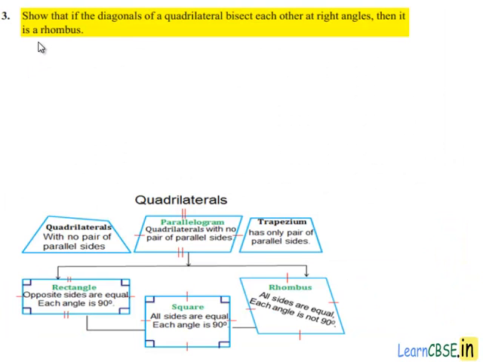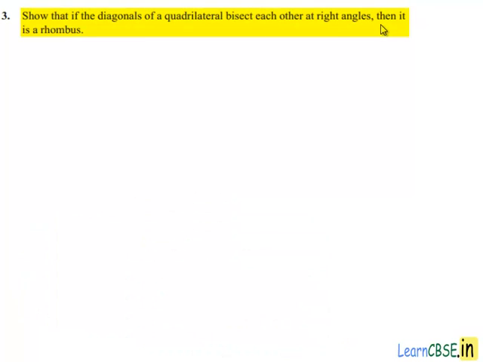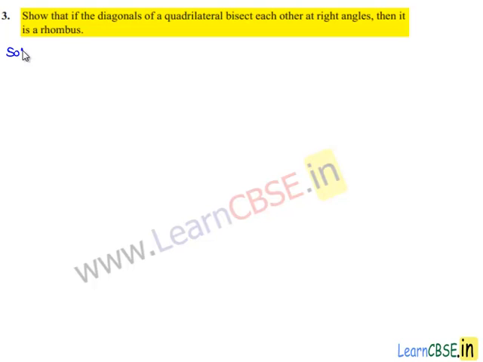Moving on to the third question. Show that if the diagonals of a quadrilateral bisect each other at right angles, then it is a rhombus. Now moving on to the solution. Let us note down the given information. It says the diagonals of a quadrilateral bisect each other at right angles.